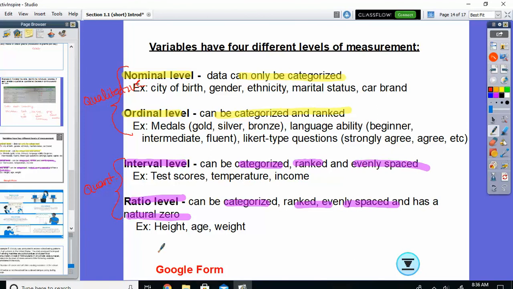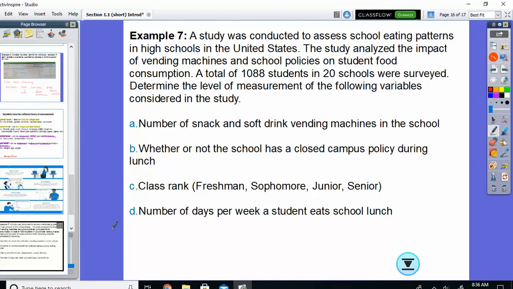Let's do a quick example of these. A study was conducted to assess school eating patterns in high schools in the United States. The study analyzed the impact of vending machines and school policies on student food consumption. A total of 1,088 students in 20 schools were surveyed. Determine the level of measurement of the following. So we're deciding nominal, ordinal, interval, or ratio.